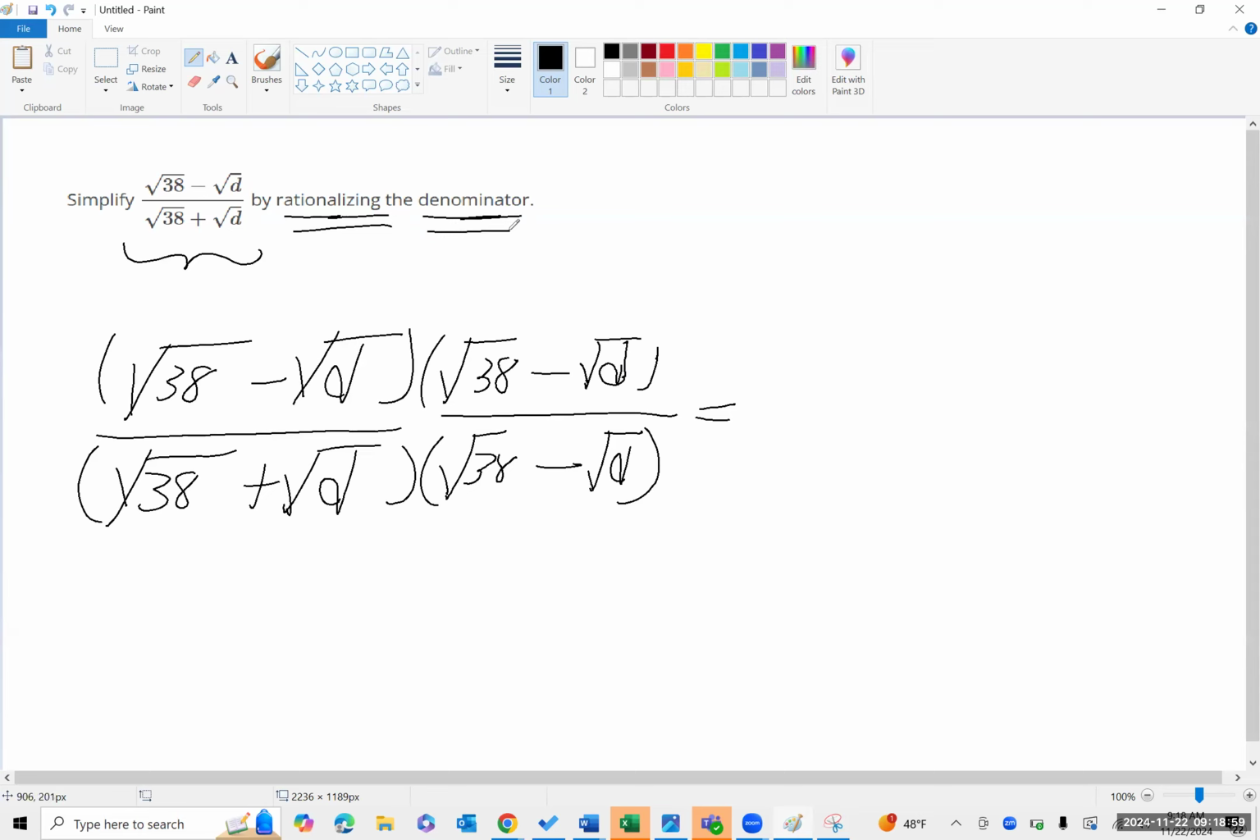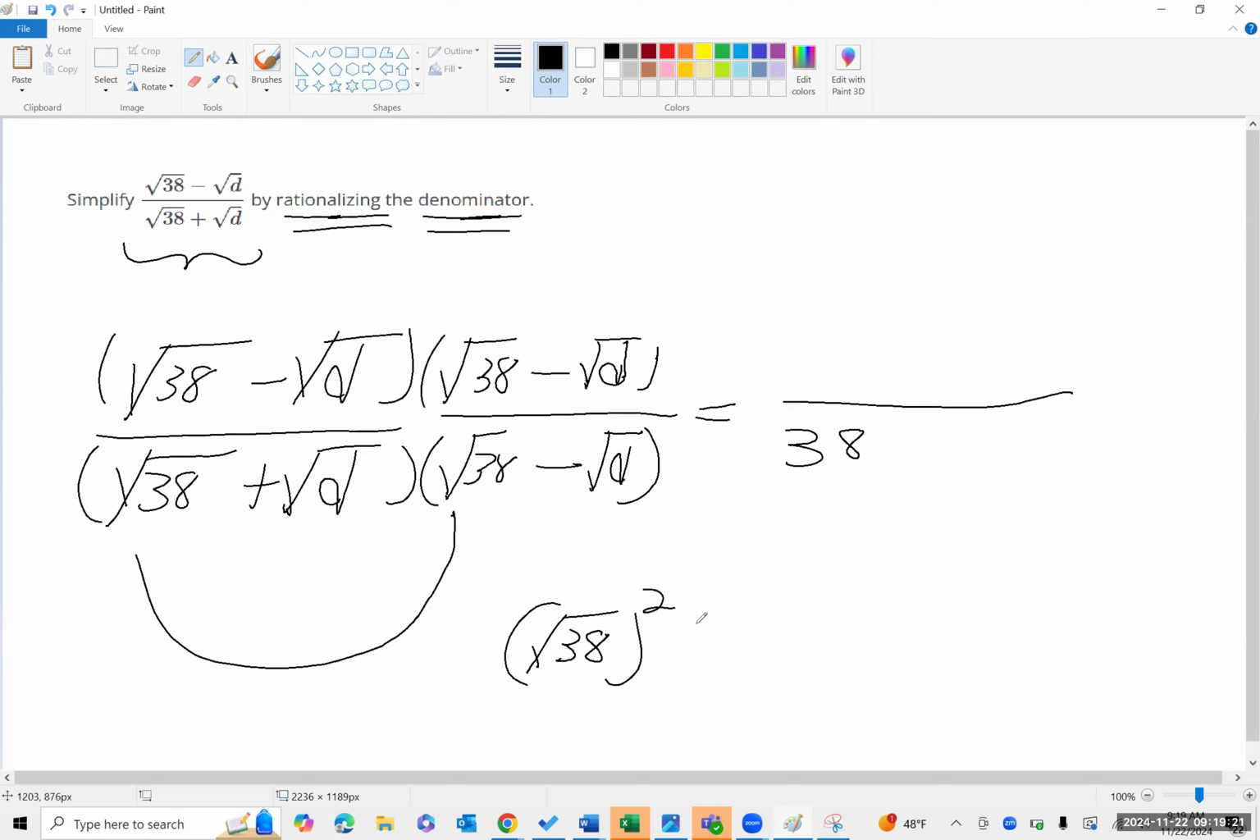So we're going to go ahead and use what we call the FOIL method, which is basically just an acronym to keep track of things. So the square root of 38 times the square root of 38 is just 38. Because the square root of 38 squared, the square root and the square cancel out and you're left with 38.